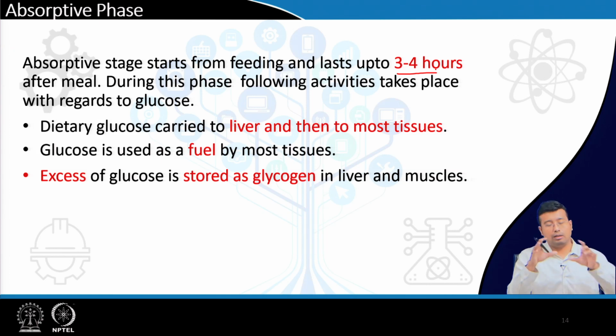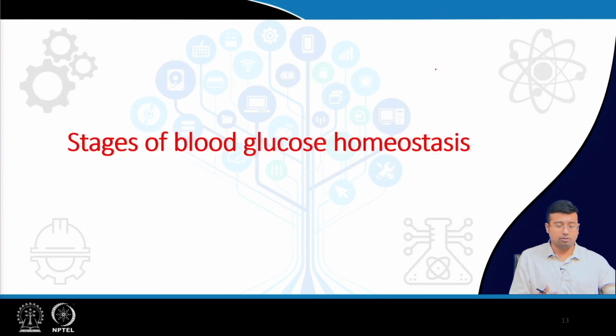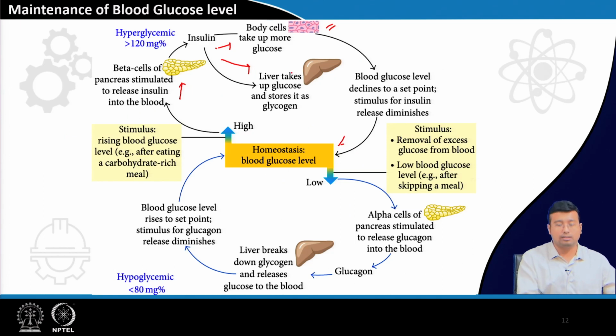So, if the adequate level of diet is there, it means glucose level is high, and then insulin will be acting. This is actually when we are in the absorptive phase. You can consider this, right.